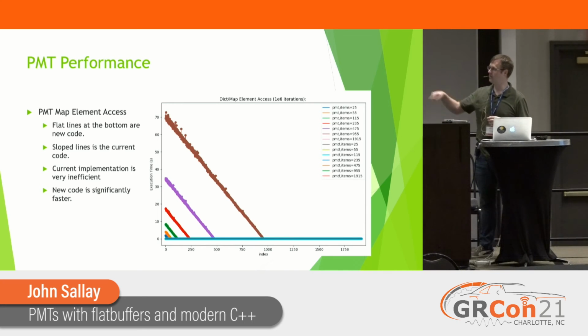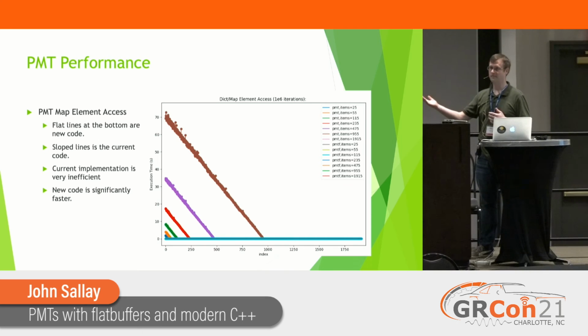What this tells me looking at these sloped lines is that the current map is implemented as a linked list. And so when you're trying to access a key inside the PMT, it has to scan through the whole thing, and on average, it's going to scan through half of that before it actually gets there, which means it's really slow to access in there.